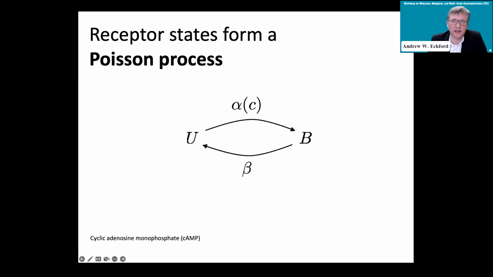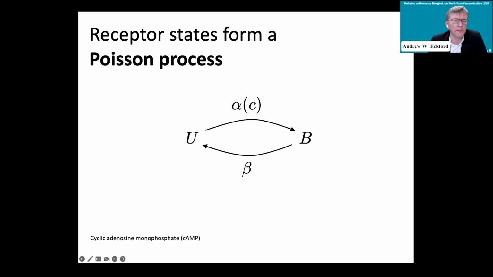So you can depict this as a finite state machine like so. We have a two-state finite state machine. The two states are labeled U for unbound, in other words, waiting for a ligand to bind, and B for bound, meaning that it's occupied, it's processing the ligand. So going from U to B, we have a rate of alpha C. So that's a function of concentration. Going from B to U, we have a rate of beta. So that is independent of the concentration.